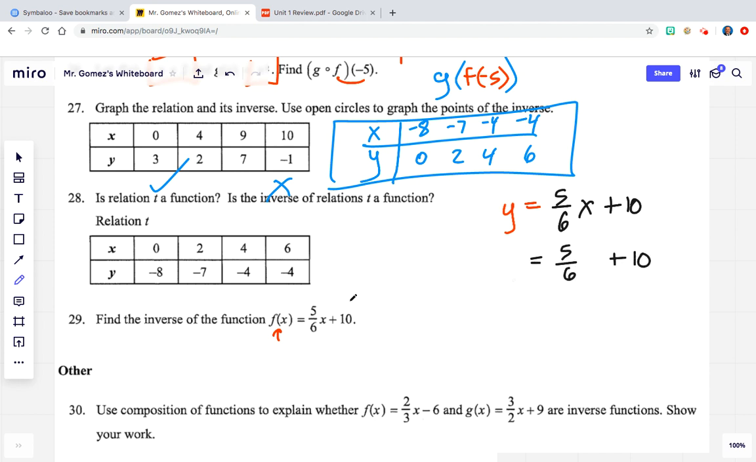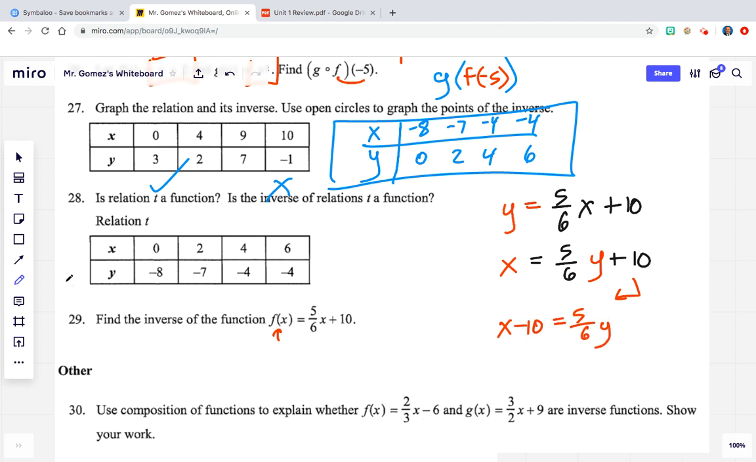Everything else stays the same, but the placement of x and y will flip, hence the inverse. And then now we're going to try to solve for the new y. Our goal is to get this y, the new place of y, all by itself. So I would subtract 10. So I'd get x minus 10 is equal to 5/6y.